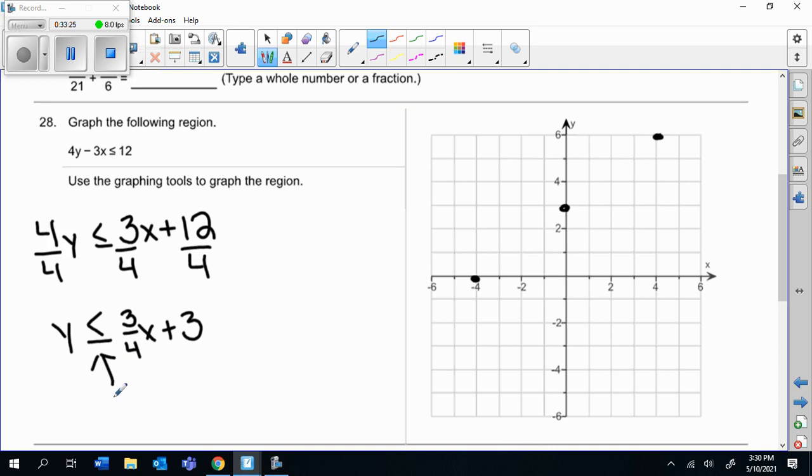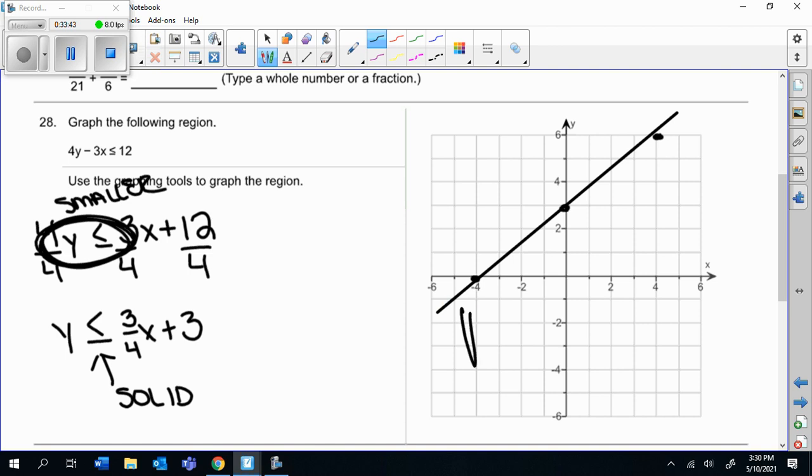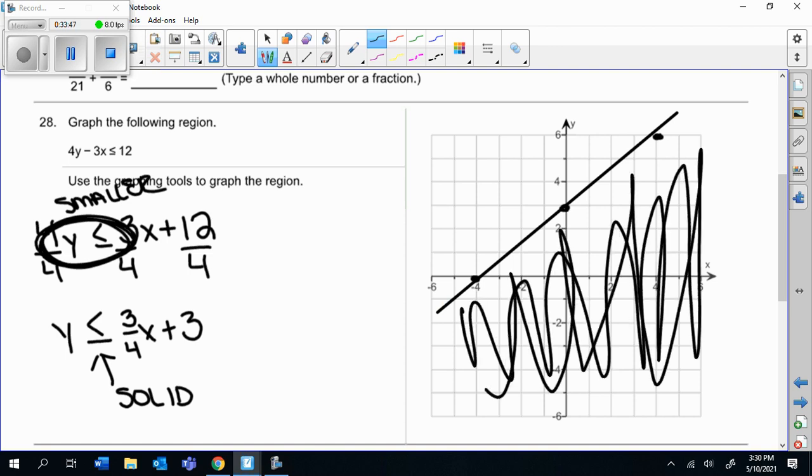Because that is a line right there, it's going to be solid. And where are the numbers less? Where is the y getting smaller? Y gets smaller as we are underneath. So we're going to shade down below.